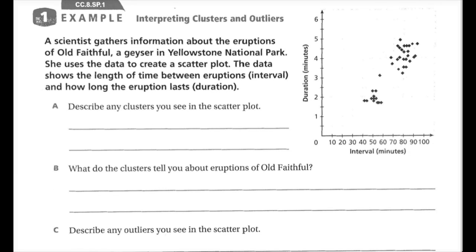A scientist gathers information about the eruptions of Old Faithful, a geyser in Yellowstone National Park. She uses the data to create a scatter plot. The data shows the length of time between eruptions, which is the interval, and how long the eruption lasts, which is the duration. So our interval in minutes is our x value, and our duration in minutes is our y value. Okay, so again, the interval is between eruptions, and the duration is how long that eruption lasts.